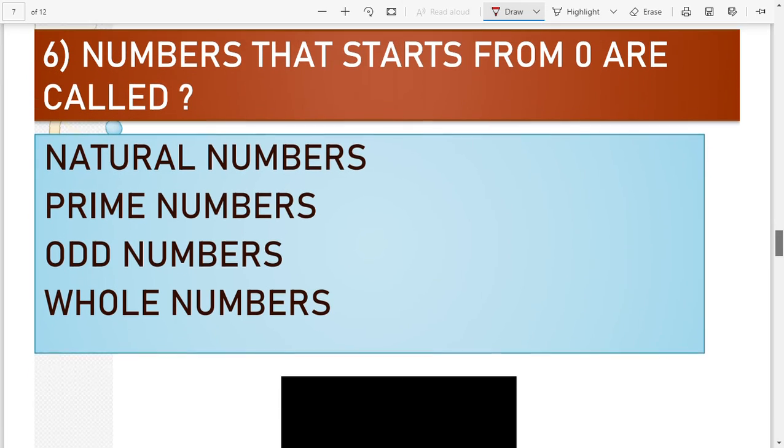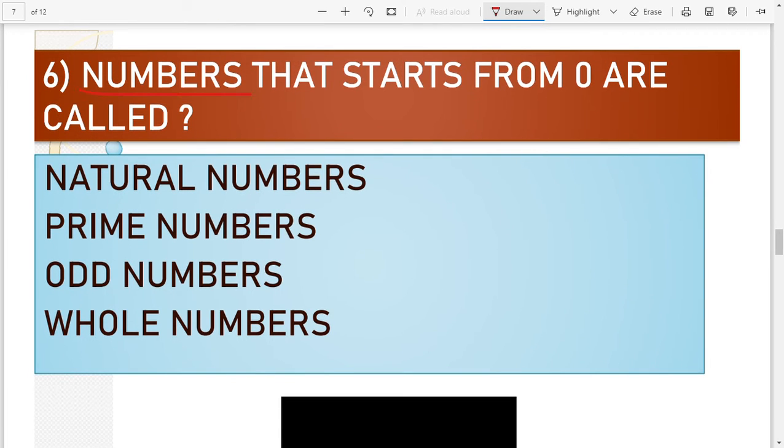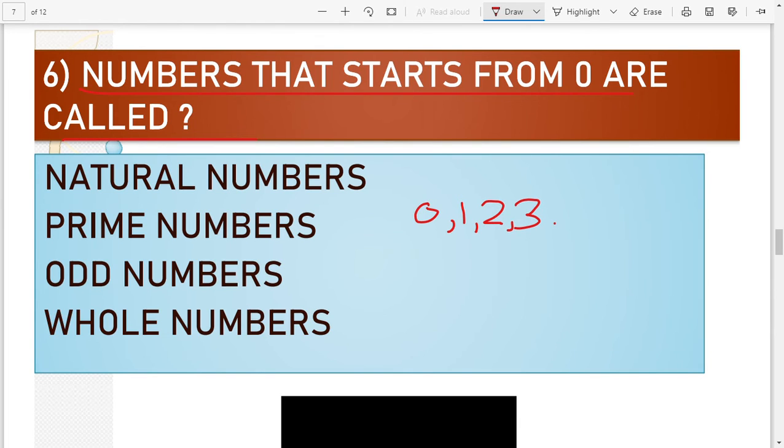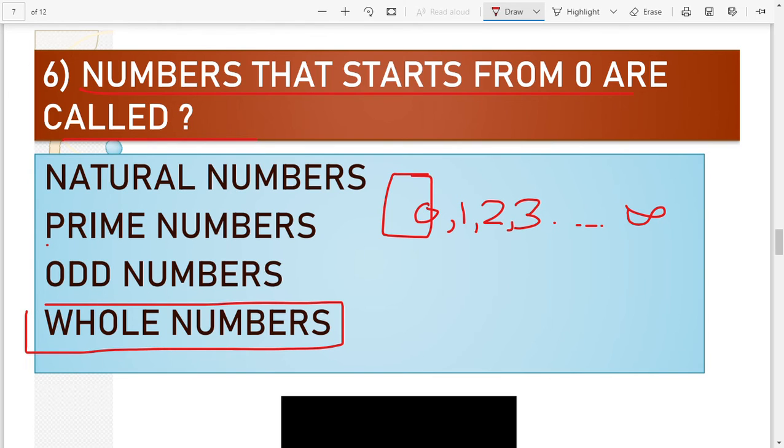Then the sixth question. Numbers that start from 0 are called what? You have to tell the numbers which start from 0. Like 0, 1, 2, 3, and to infinity. So these numbers that start from 0 to infinity are known as whole numbers. Remember, they are known as whole numbers. They are also denoted by the W sign. Okay, so this was the sixth question.